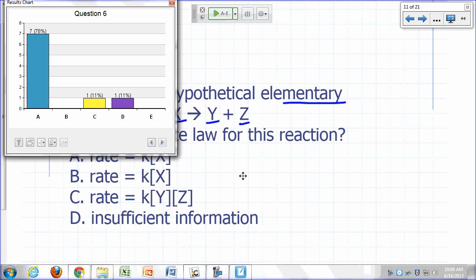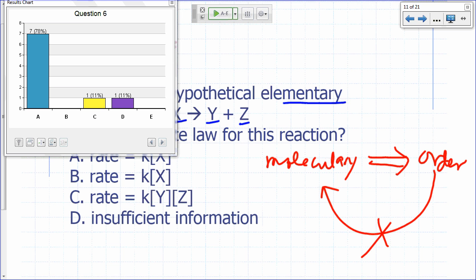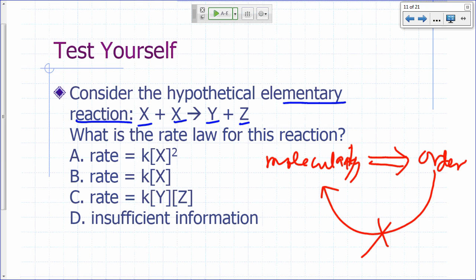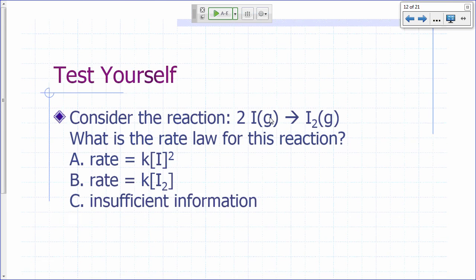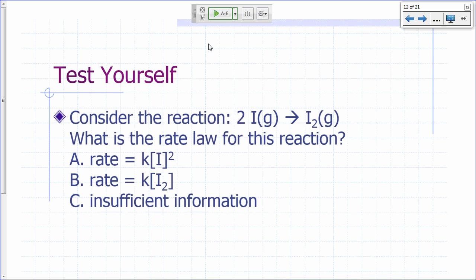Okay. So if you know the molecularity, you should be able to say what the order is, right? But if you know what the order is, it doesn't mean that you know what the molecularity is. Okay, not necessarily. So it doesn't go both ways, right? So this one is second order. Second order with respect to X. Okay? How about this one? What is the rate law for this reaction? 2I gives you I2 gas.